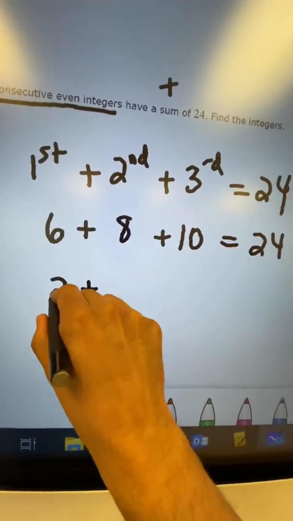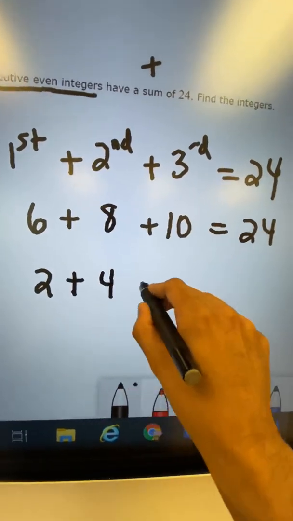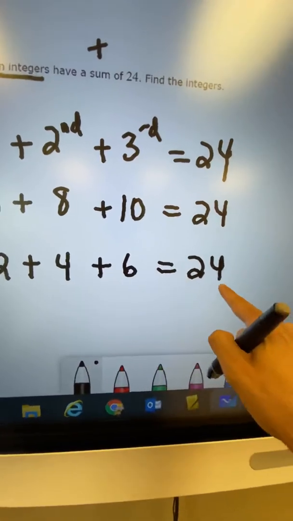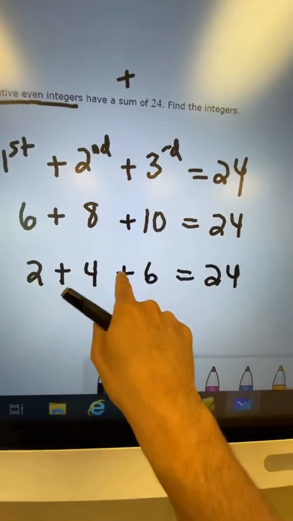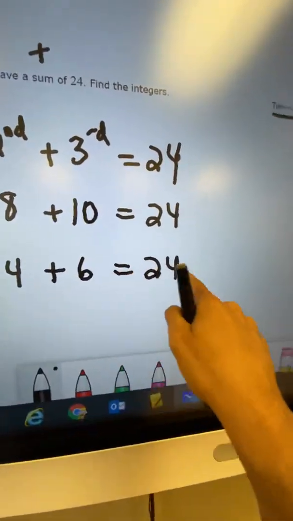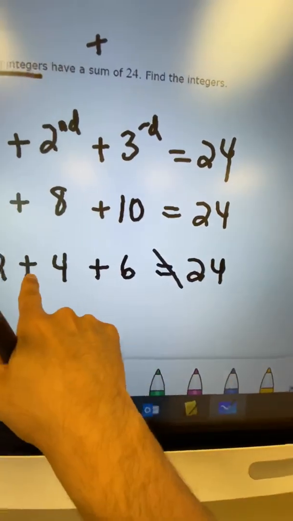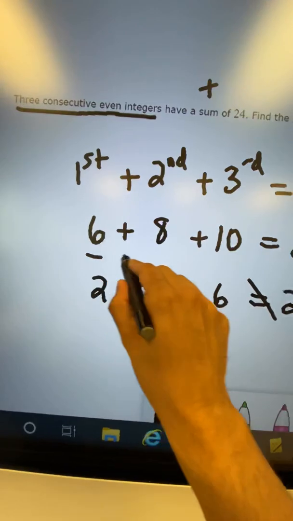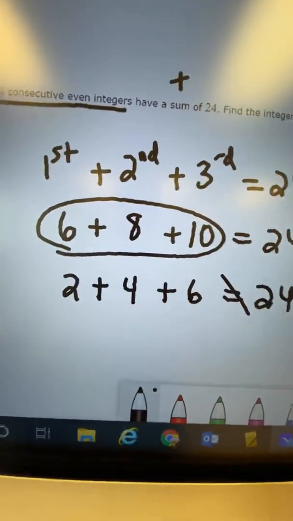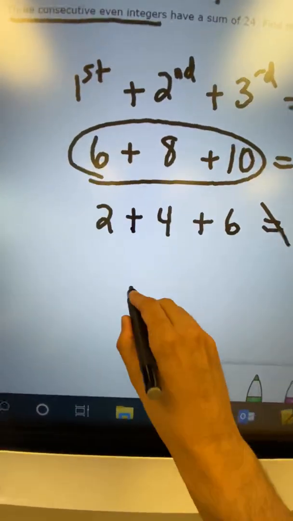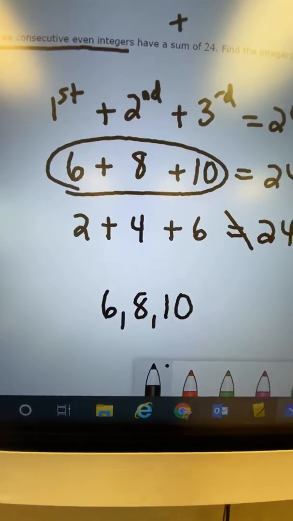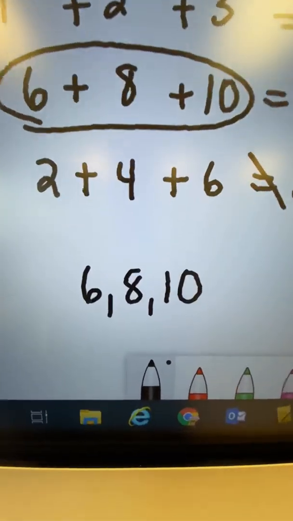That means my next even after 2 is 4, and the next even after 4 is 6. And if you add those together, you just ask yourself, does it equal 24? Well, here, 2 plus 4 is 6, plus 6 is 12, and this does not equal 24, so that would not be my 3 numbers. But as we've seen before, we already know that these are the 3 numbers that would be my solution. And all you would do is just say that those are the 3 numbers. 6, 8, and 10 are 3 consecutive even integers that add up to be 24.